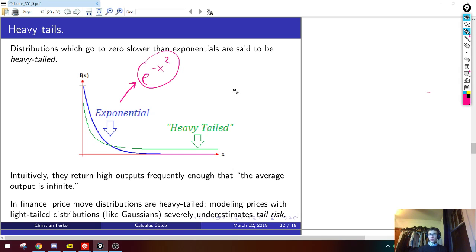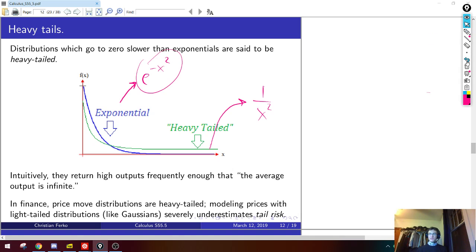The point of this entire exercise was to show you that since the Cauchy distribution roughly goes like 1 over x squared when x is large, it's really x squared plus 1, but if x is ginormous, we can just drop the 1. This guy roughly goes like 1 over x squared. And 1 over x squared definitely goes to 0 when x is large, but it goes to 0 much more slowly than e to the minus x squared.